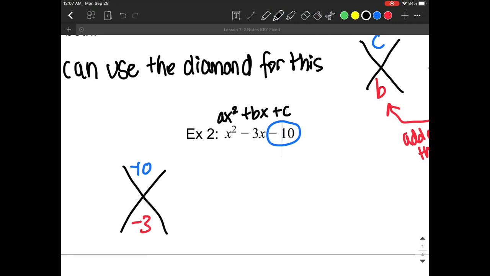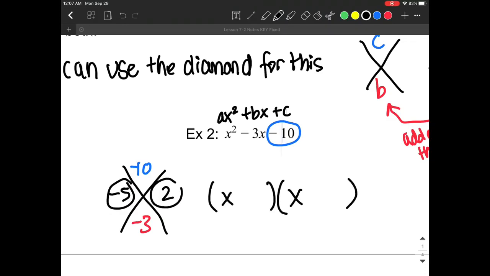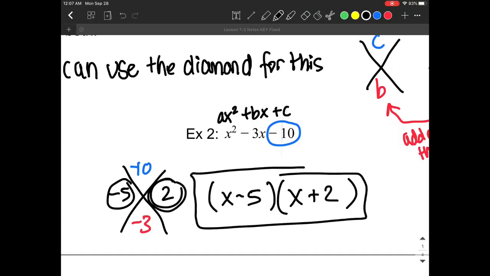All right, the two numbers are negative 5 and positive 2. They add up to negative 3 and multiply to negative 10. That tells me these are the numbers in my factored form. My first term inside the parentheses is x. In one, I'm going to have minus 5, and in the other, I'm going to have plus 2. And this is my factored form.